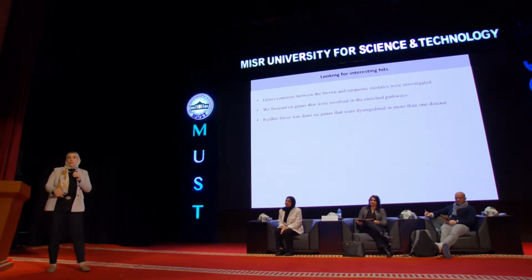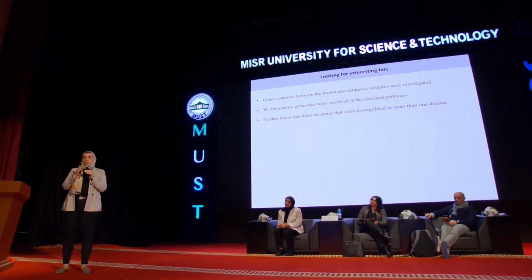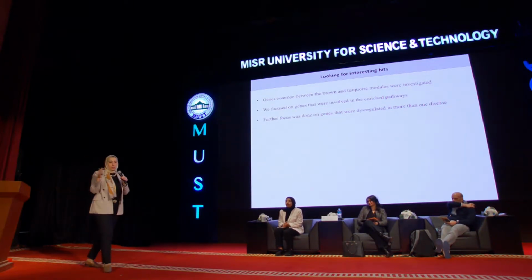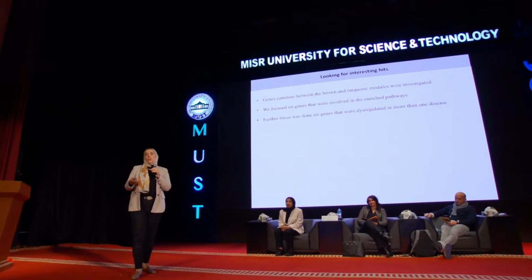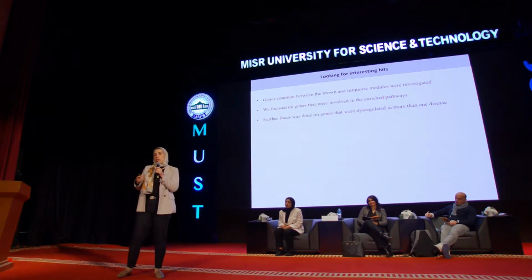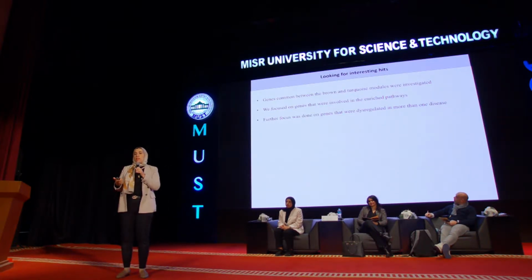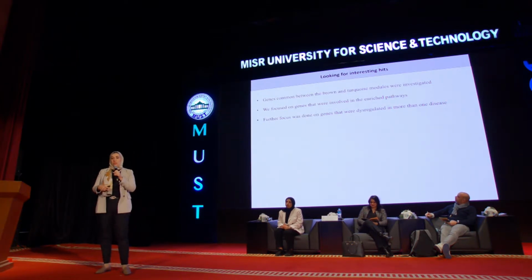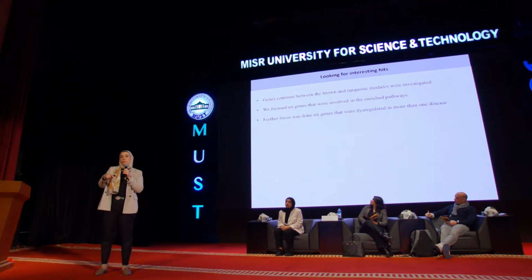So as Reem mentioned, we tried to narrow down as much as possible and take all the common genes by making a narrowed down list. We focused on the genes that were in the brown and the turquoise modules, and then we further focused on those that were enriched in the pathways, and then on the ones that were common between more than one disease of the 8 that we analyzed.